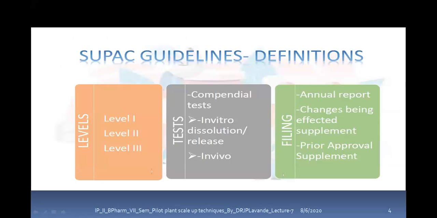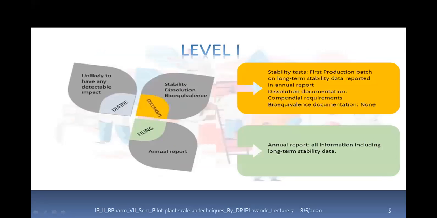Now there are different definitions based on the levels, that is level 1, level 2, level 3, and they have to comply with the compendial tests. Either that might be in the form of in vitro dissolution, in vitro release, or in vivo release of the drug. And there is a need to file the details associated with these in the form of documentation, that is either annual reporting, or the changes being effected supplement, and prior approval supplements.